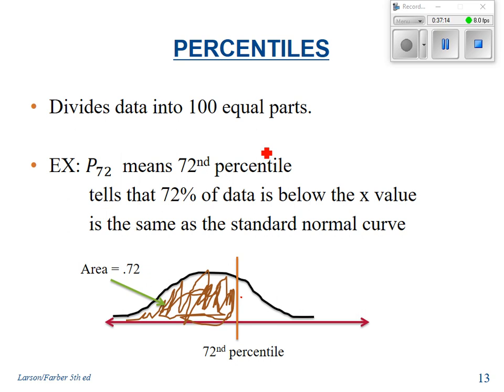Percentiles, going back over percentiles, you wondered why I threw that on the quiz. This is why. Percentiles divides everything up into hundreds. Does anybody remember, if your score is in the 72nd percentile, what's that mean? You're 72%. Or it's 70% higher.